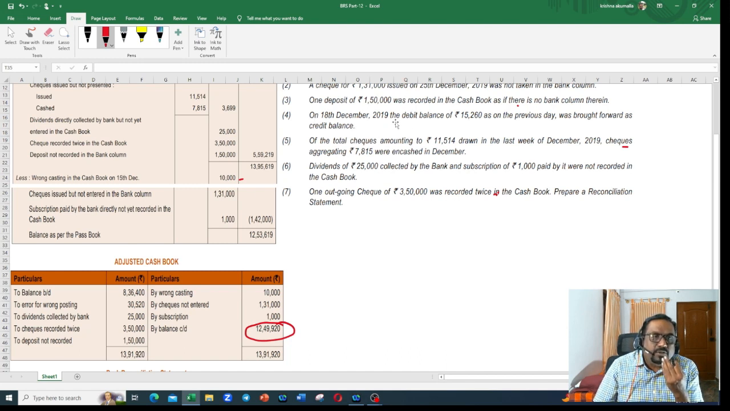On 18th December 2019, the debit balance of 15,260 as on the previous day was brought forward as a cash balance.